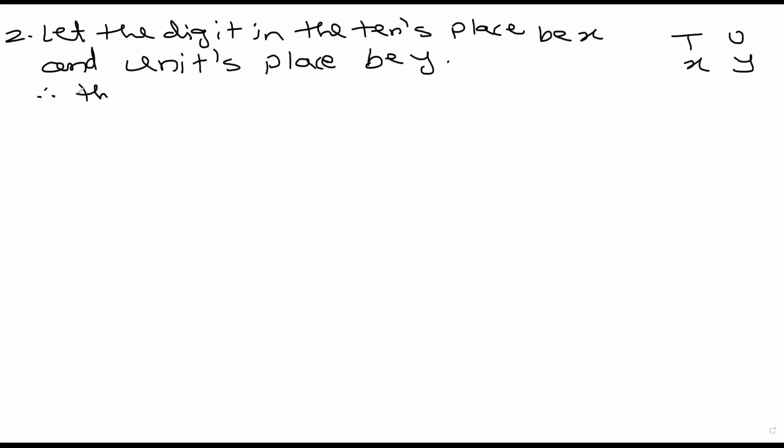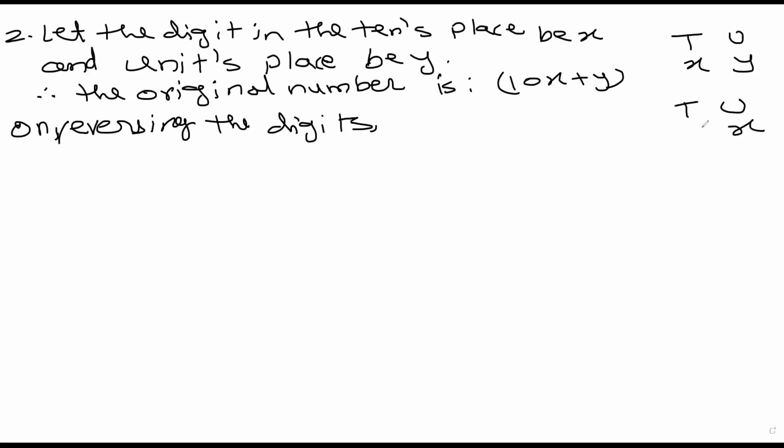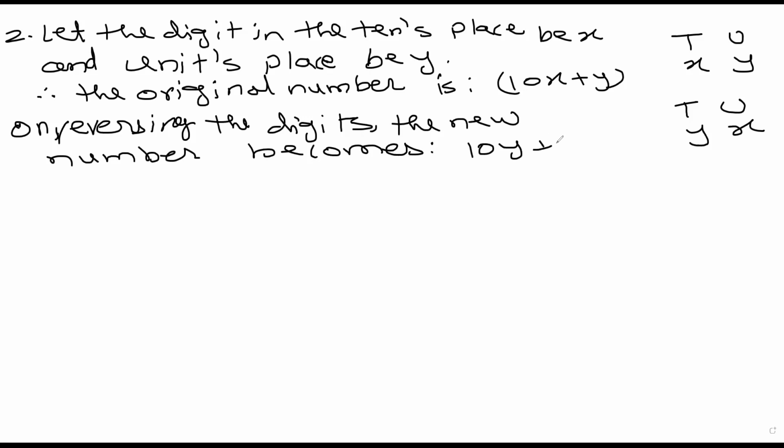Therefore the original number is, what is the original number? Original number is 10x plus y. Very good, 10x plus y. Now write down, on reversing the digits. Sir, is the number 60? Yeah, so yx will become, the new number becomes, what is it? 10y plus x, right?